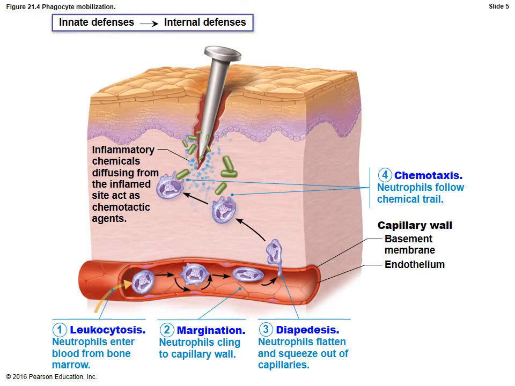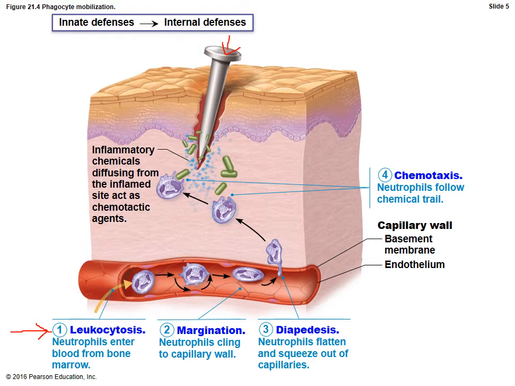All right, so let's take a look at this illustration. We have a piece of skin, and we can see right here that a nail has protruded through the epidermis and the dermis layer, and obviously that's going to send off a defensive signal. So the first thing we see happening, once the inflammatory initiation is started, is our first step, which is going to be leukocytosis.